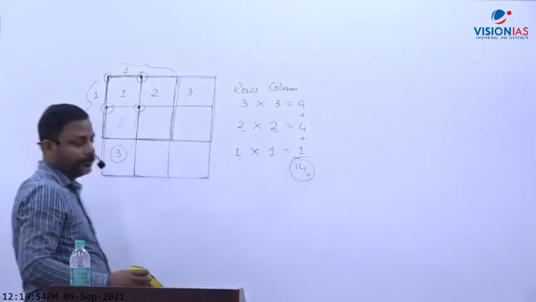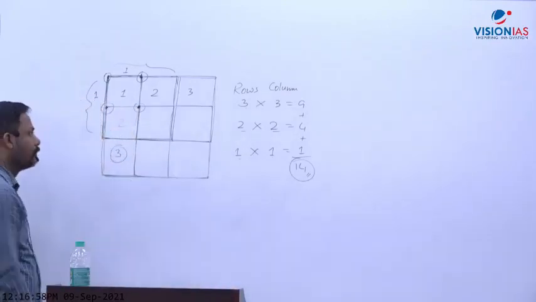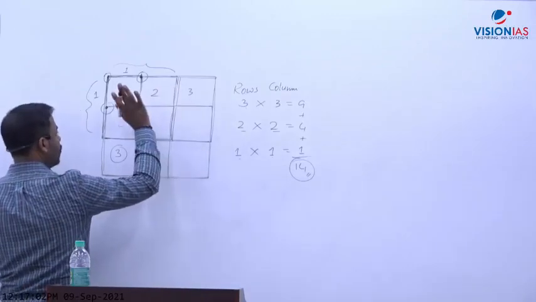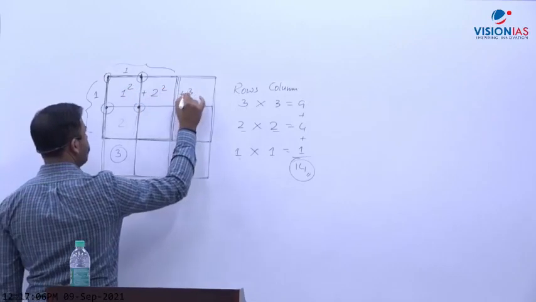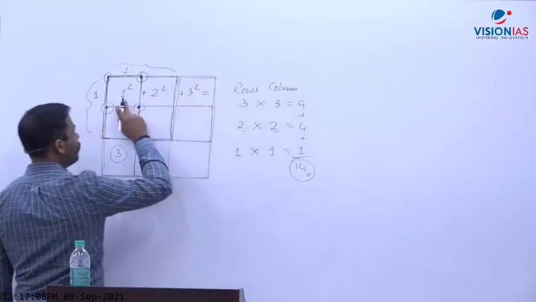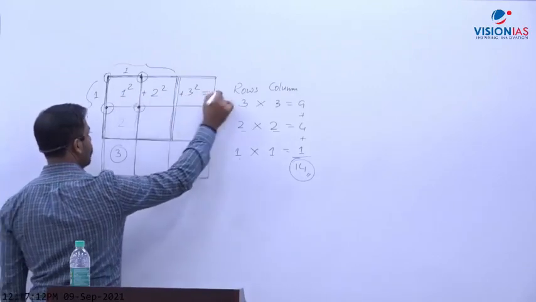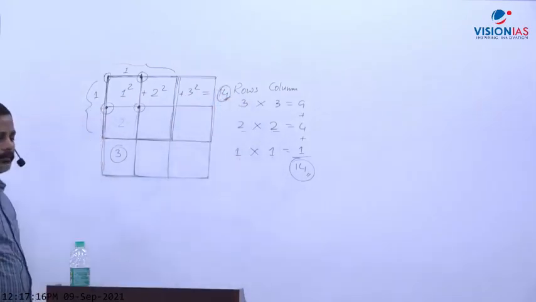Or if the bigger figure is a square, we can do this thing also. Just put the values in the column or row anywhere and make a square of them and add them. So 1 square is 1, 2 square is 4, 3 square is 9. 9 plus 4, 13 plus 1, 14. So by this method also you can find the answer.